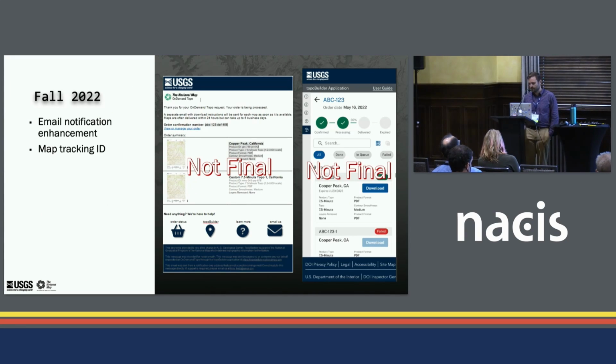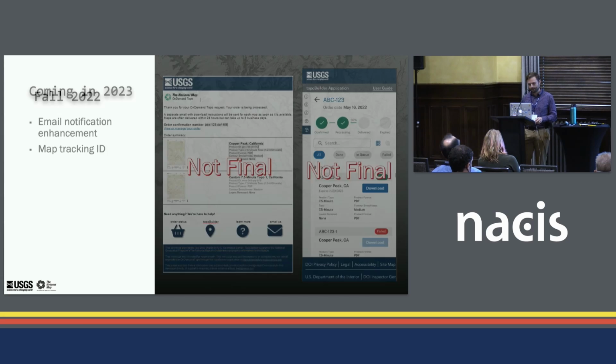So things to note coming up. For our next major release, hopefully later this year, you'll see an update to the email notification. We're trying to make it more user-friendly, have it more available to anyone who would like to access it. And we're also going to include map tracking capabilities, so if you submit a map request, you'll be able to look that up and see the status of that map request.